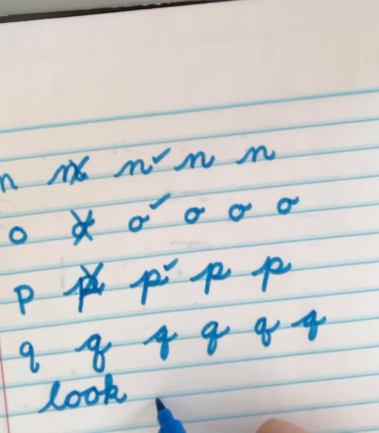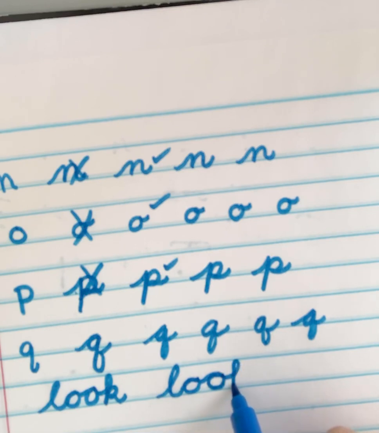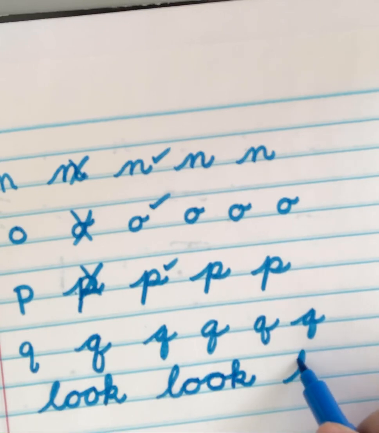So, starting with my L, I start at the baseline and go up and around. The tail of my L connects to my O. Even as I'm making my O's, I'm tracing around and I'm not lifting up my marker until I finish that K. And there we go.